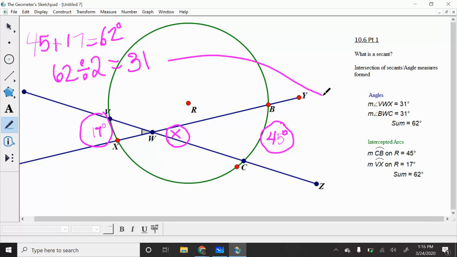And notice that 31 is the correct measure for those angles. All right, so no matter where I go, if I take the two arcs that are over here and over here, and I add them and I divide by 2, I get the measure of this angle.